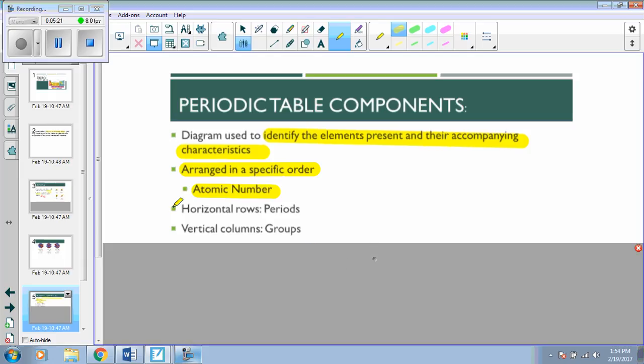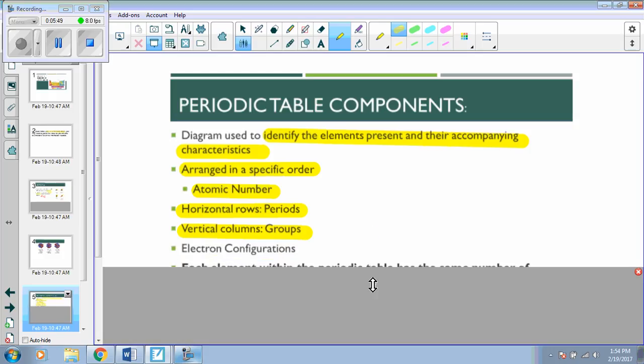So looking at a periodic table, your horizontal rows going across are termed periods. Think about writing sentences. At the end of most sentences, we're going to have a period. How do we write sentences? We write them horizontally. Vertical columns are groups. So you guys are going to need to be able to know each term.